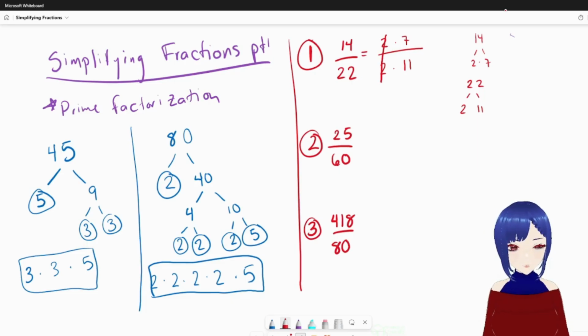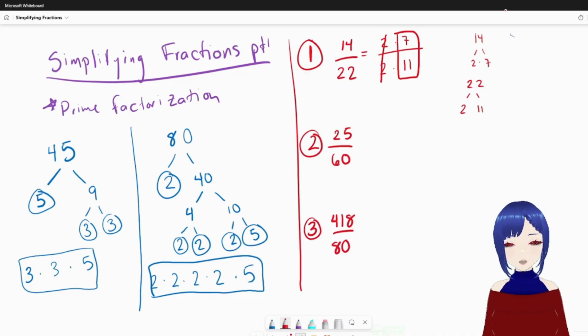And you'll hear that term a lot. But when we have fractions and things crossing out and canceling out, they're dividing. Remember, because fractions represent the division symbol, they divide to 1, because 2 divided by 2, anything divided by itself, is 1. So that leaves 7 over 11 as our simplified fraction.